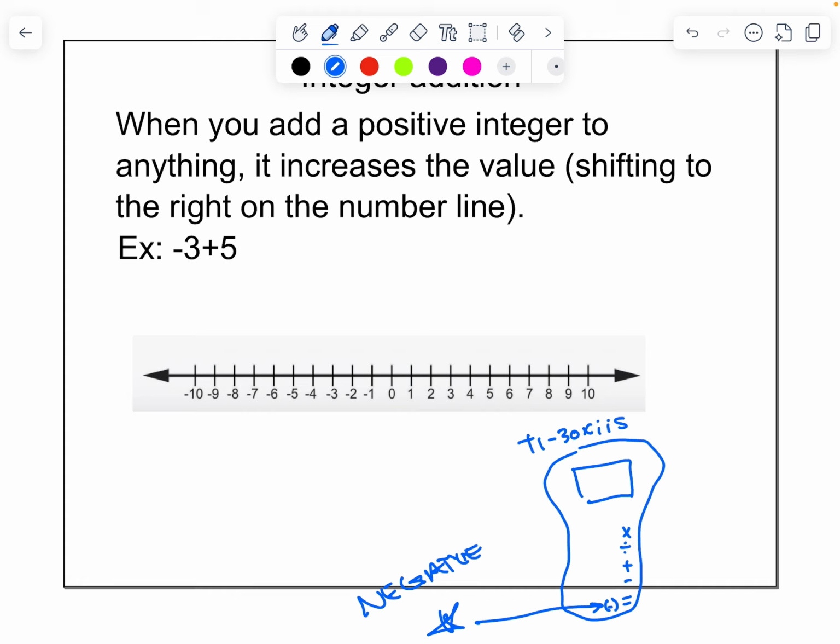It's to the left of the equal sign. So when you type this in your calculator, you're going to hit that negative button, then the 3, and then plus 5. On the number line, what that looks like is negative 3, and we're increasing it by 1, 2, 3, 4, 5. We'll end up right here at 2. You should verify that in your calculator. Negative 3 plus 5 equals 2.